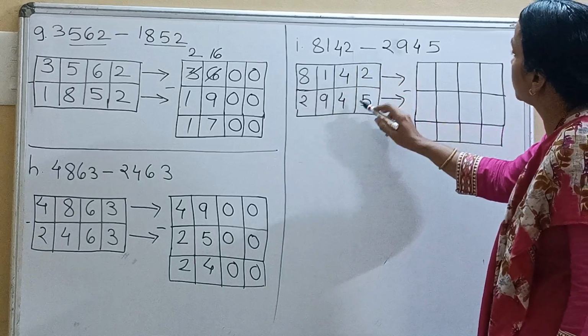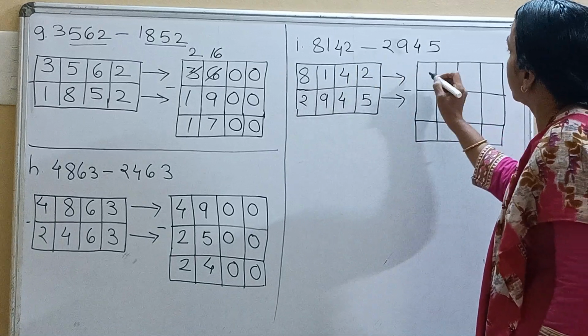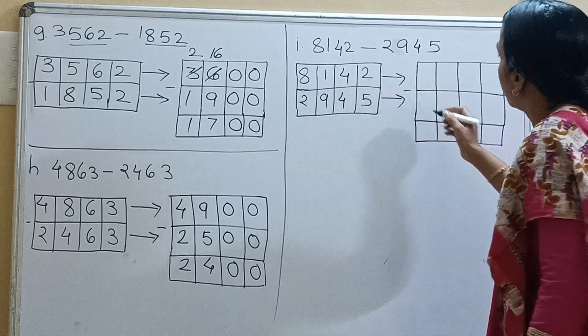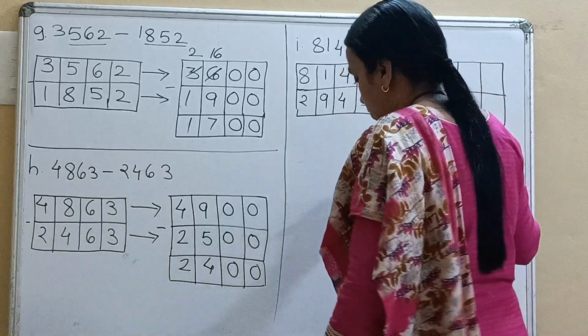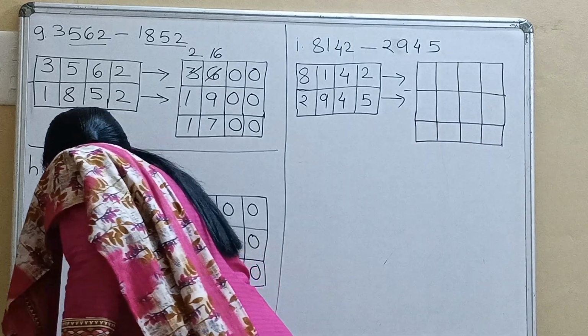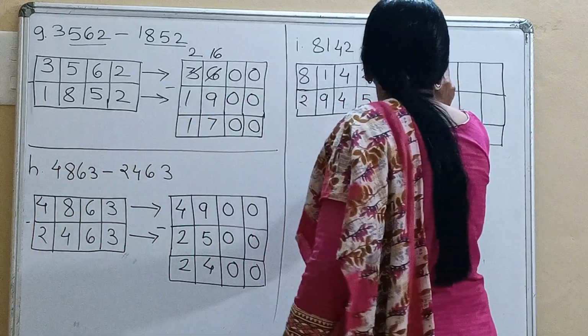8142 minus 2945. So 8142, we can write down as 8200.